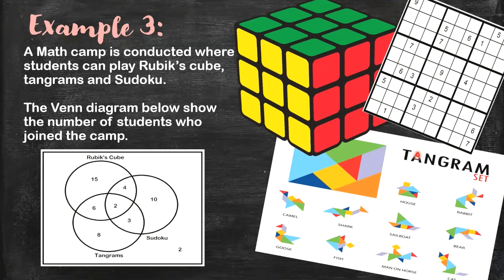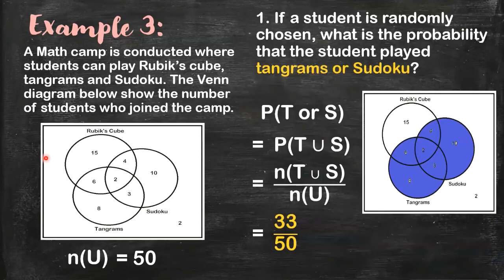All right? So this is example number 3. Okay, so there's a math camp, okay, where students can play Rubik's Cube, Tangrams, and Sudoku. So this is the Venn diagram showing the number of students who joined the camp. Okay, this is the first question. Okay, what is the probability that a randomly chosen student played tangrams or Sudoku?